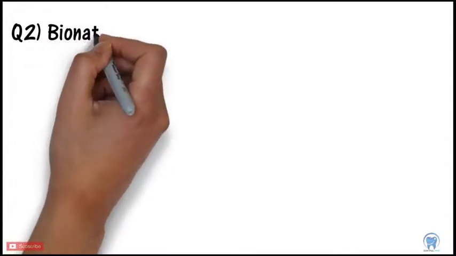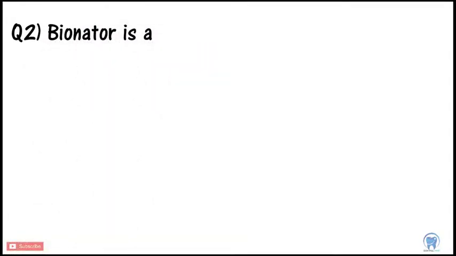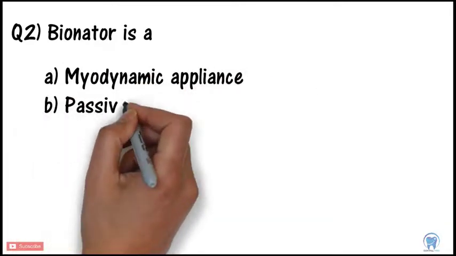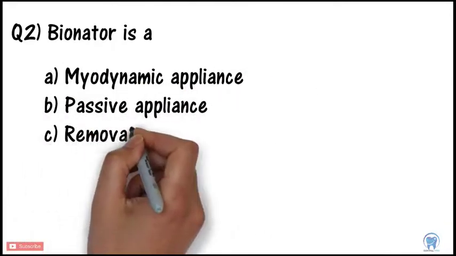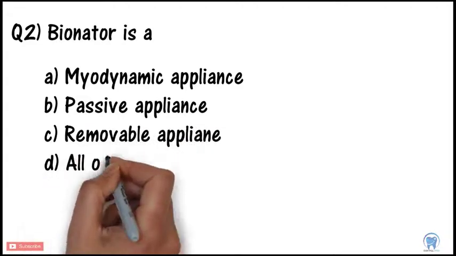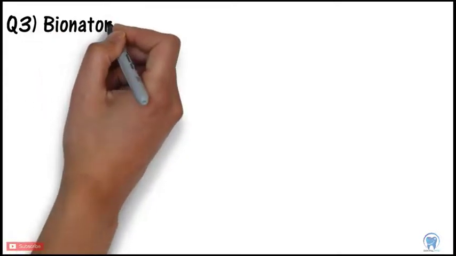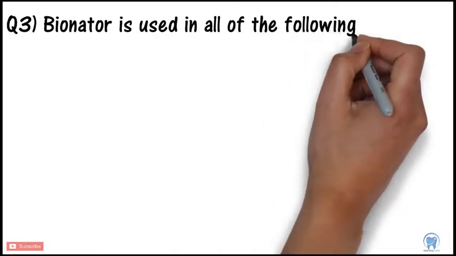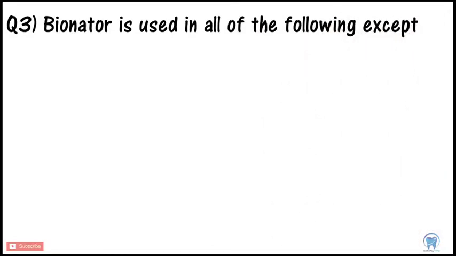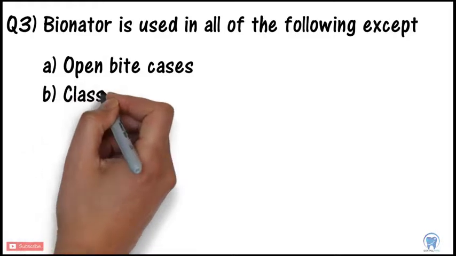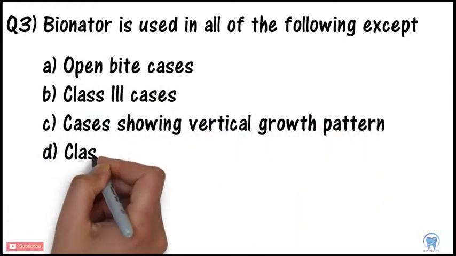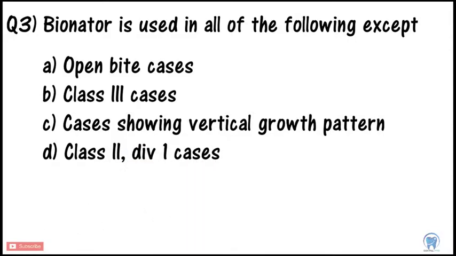Question 2. Bionator is a. Option A, biodynamic appliance. Option B, passive appliance. Option C, removable appliance. Option D, all of the above. Question 3. Bionator is used in all of the following cases except Option A, open bite cases. Option B, Class 3 cases. Option C, cases showing vertical growth pattern. Option D, Class 2 Division 1 cases.